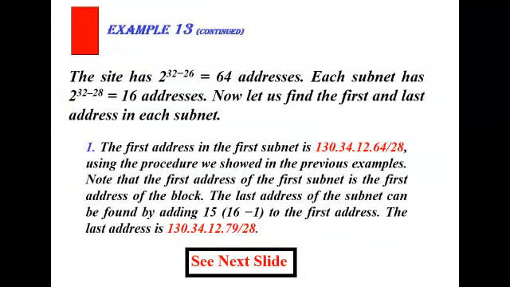Now the site has 2 to the power 32 minus 26, the default address given. 64 total addresses are there, and in the subnets we can find out the addresses. The formula we used in the last lectures: 2 to the power 32 minus 28 means 16 addresses per subnet. Now find out the first and the last address in each subnet. The first address will be given as this, we have seen. The last address we know very well: 16 addresses are there, so 16 minus 1, 15. So add this 15 to this 64, you will get 79, the last address of the first subnet.